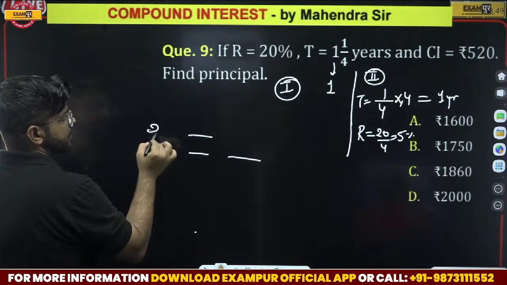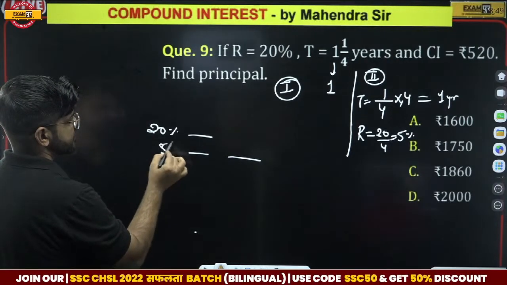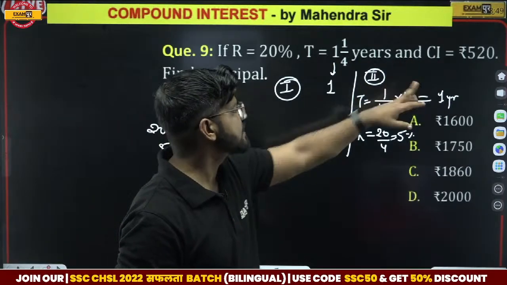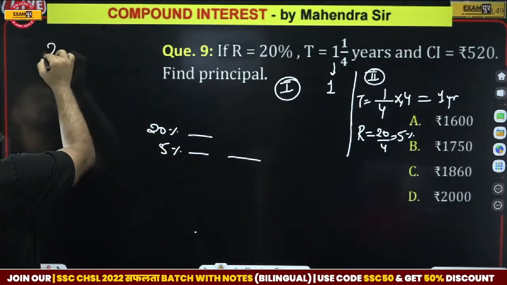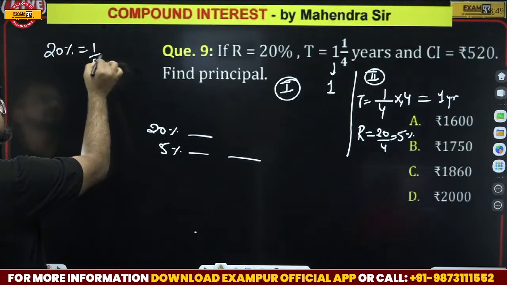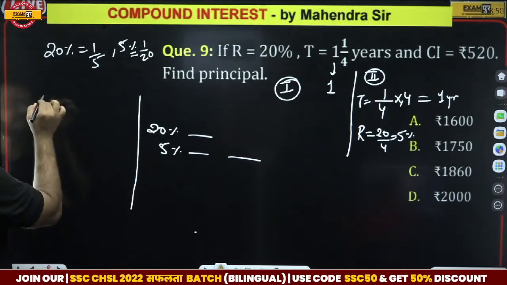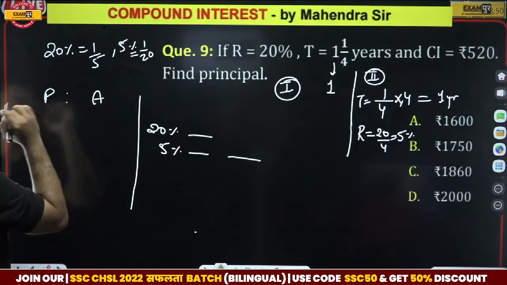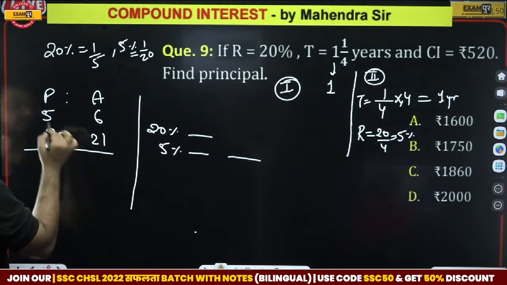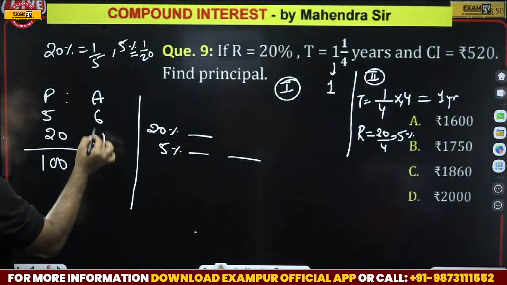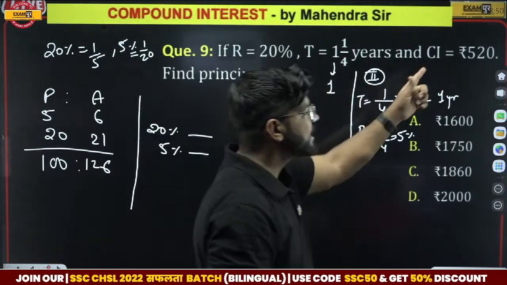So you have different rates for 2 years. For this you have 20%, and for this you have 5%. And what is given? CI is given. So we can directly say that 20% is 1 by 5, and 5% is 1 by 20, right? So this is P, this is A. So 5 is becoming 6, 20 is becoming 21. Multiply, 100 is becoming 126. So 520 is my CI.